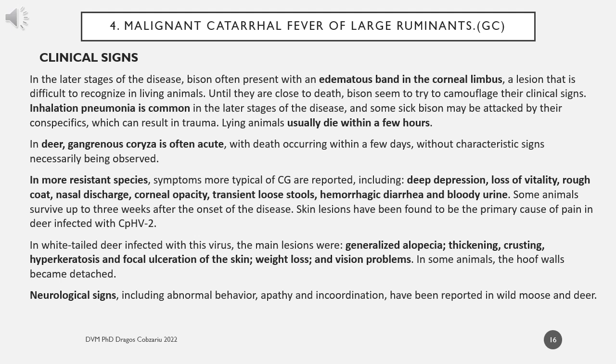In white-tailed deer infected with this virus, the main lesions were generalized alopecia, thickening, crusting, hyperkeratosis and focal ulceration of the skin, weight loss, and vision problems. In some animals, the hoof walls became detached. Neurological signs, including abnormal behavior, apathy and incoordination, have been reported in wild moose and deer.